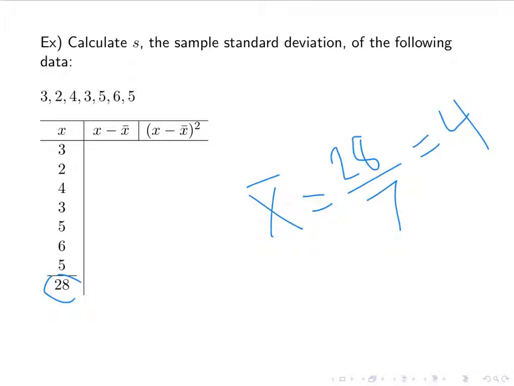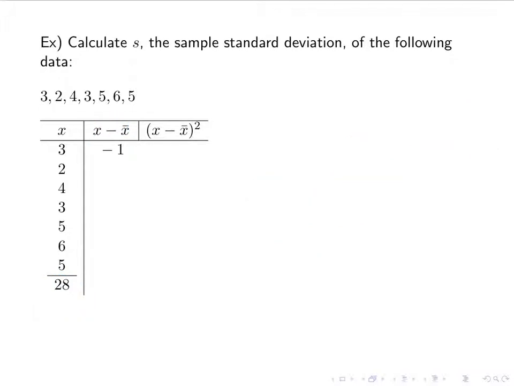So our next step is to do our second column, x minus x bar. So 3 minus 4 gives me negative 1. 2 minus 4 gives me negative 2. 4 minus 4 is 0. And then I just keep going. 3 minus 4, 5 minus 4, 6 minus 4, and 5 minus 4.